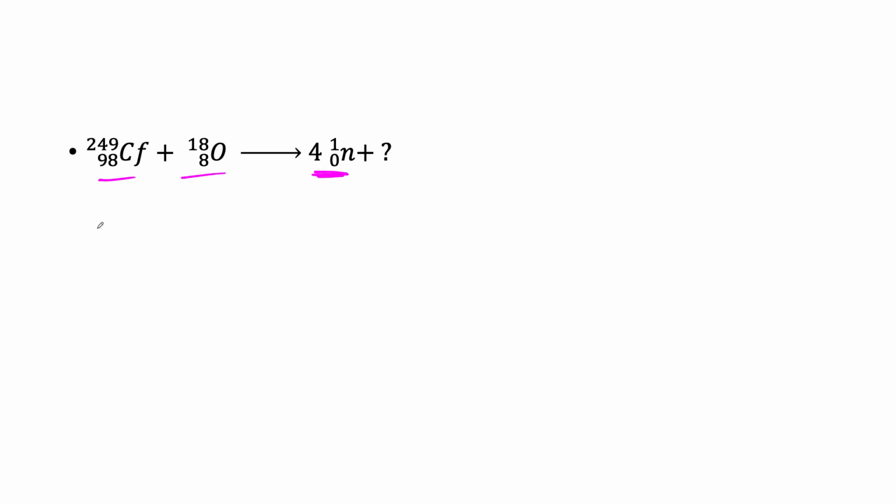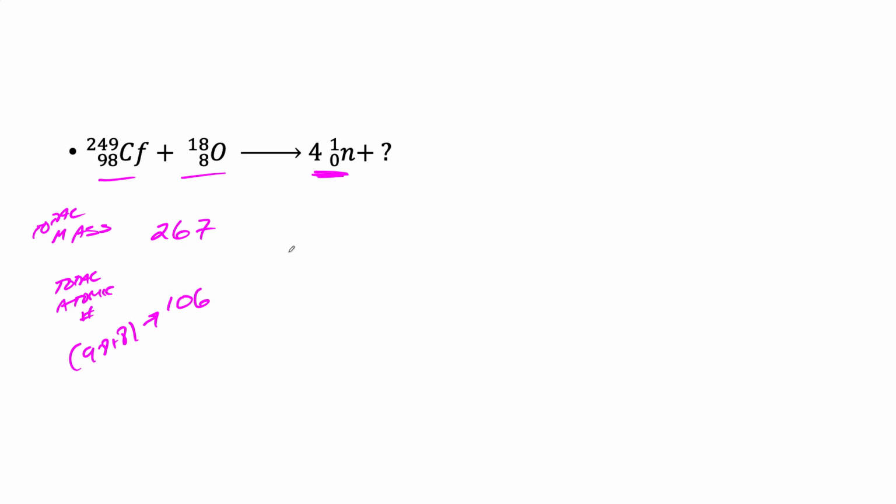So the total mass on the left: 249 plus 18. That should give me 267, I think. Yep. So that's the total mass on the left. The total atomic number, this is my abbreviation for atomic number: 98 plus 8, I believe that is 106. So 98 plus 8 will give me 106, and 249 plus 18 will give me 267.